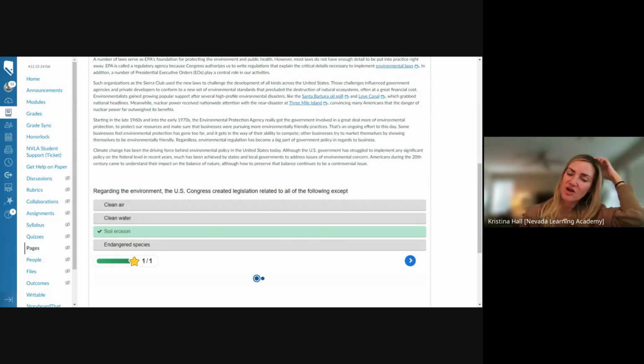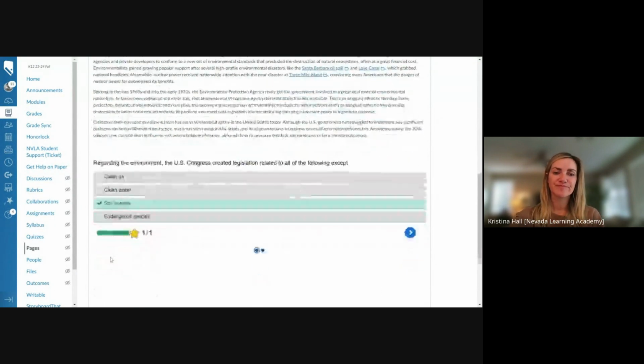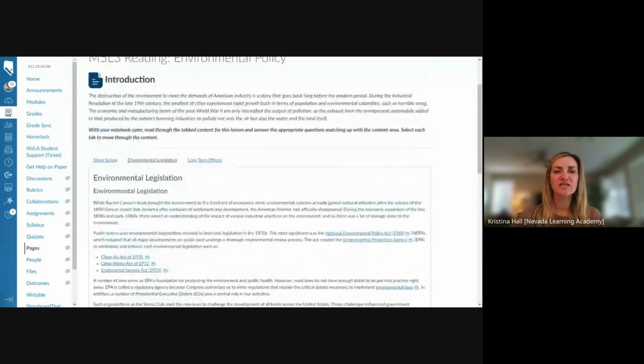Regarding the environment, the U.S. Congress created legislation, regulation, and all the following except. So we definitely see the clean air movement. We see a Clean Air Act. We see clean water, endangered species. Soil erosion was not originally something that was addressed. Okay, so those would be your checking for understanding questions.